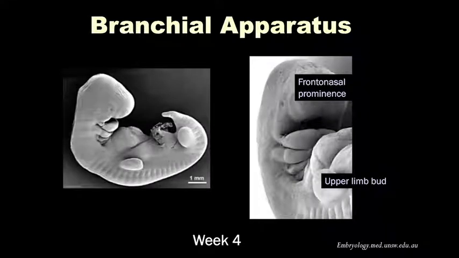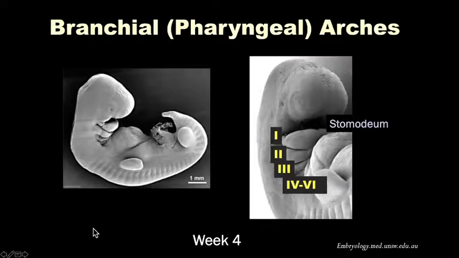The branchial apparatus starts as a system of protrusions or arches that appear on the surface of the embryo at the 4th gestational week between the developing head and chest. 6 paired arches form along the inferior lateral aspect of the stomodeum or developing mouth. The 5th arch eventually regresses and the 4th and 6th arches fuse with each other.